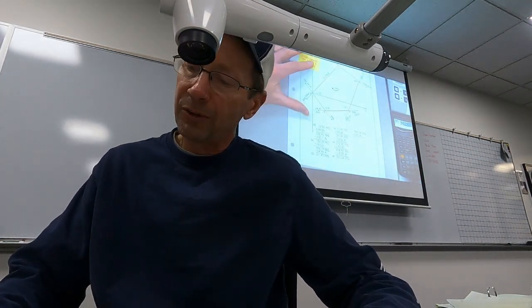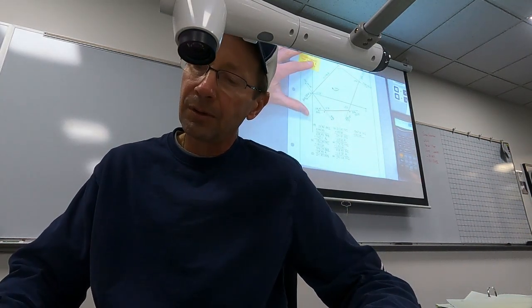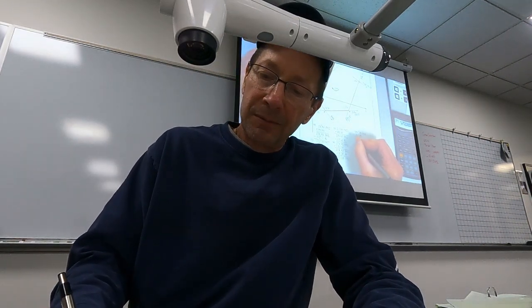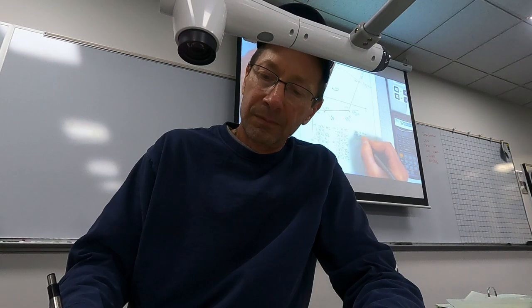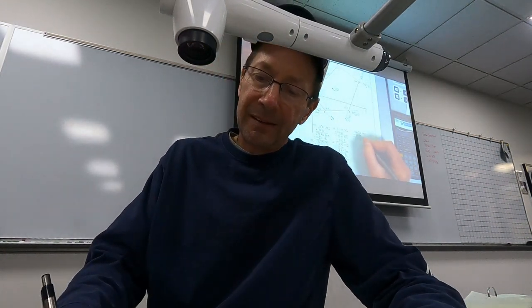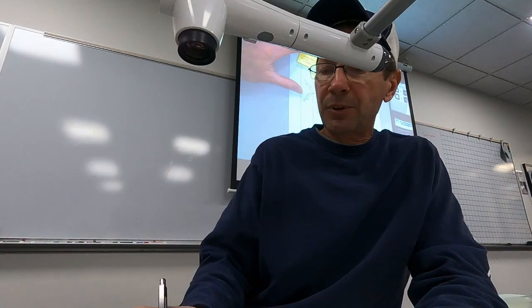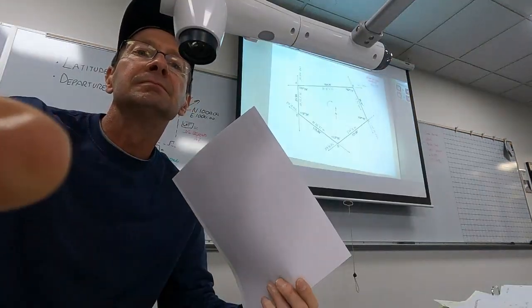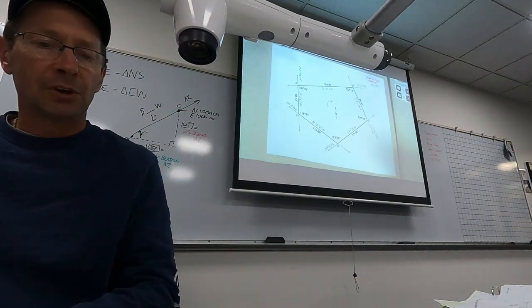So 340 plus 180. I got 520.08. And that's now the back azimuth of what? E to A. That's this one here, 520.08. Okay.